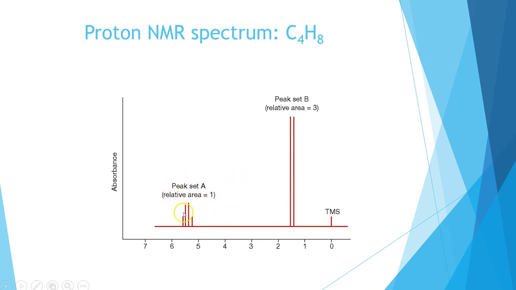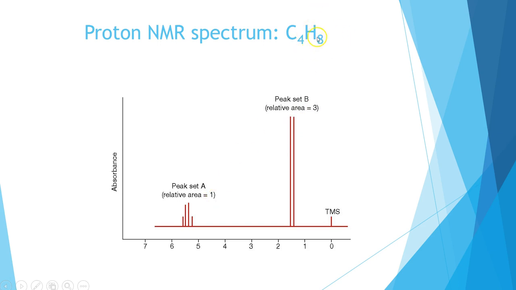Then we have peak set A, which is a quartet, so this means that it is sitting next to a CH3 and it has a relative area of 1. And then we have peak set B here down at around 1, which is consistent for CH3s from our chemical shift. We can also see that it's split into a doublet. This tells us that it's sitting next to one adjacent hydrogen that is non-equivalent, so it's split into a doublet there. So we can see here it has a relative area of 3. 3 plus 1 is 4.